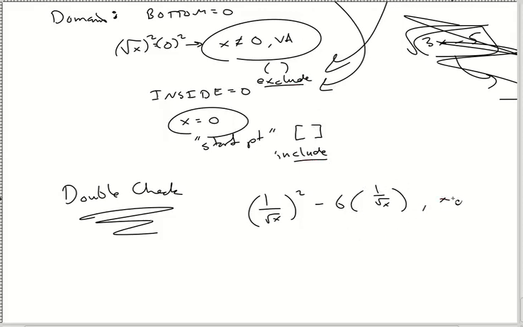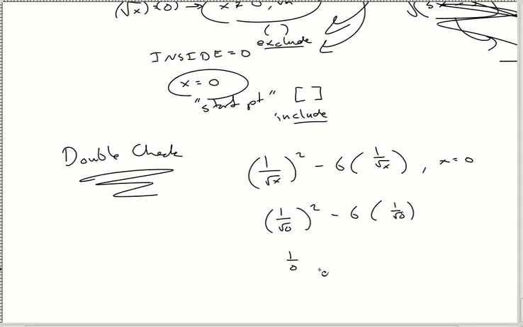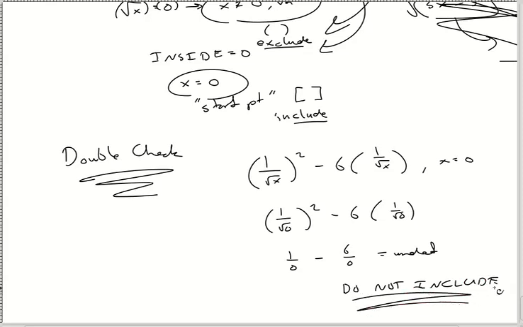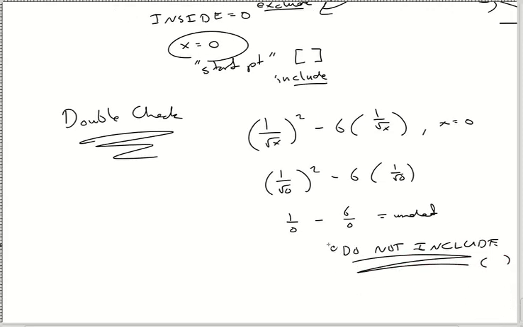So I'm going to say, okay, x equals 0, plug it in. So then I've got square root 0. Well, as we know, square root of 0 is 0. So we've got 1 over 0, and here we've got the same thing. Look, we've got divide by 0, and this is undefined. So x equals 0 is not a good number. So do not include. Therefore, we will definitely be using the parentheses with our x equals 0.